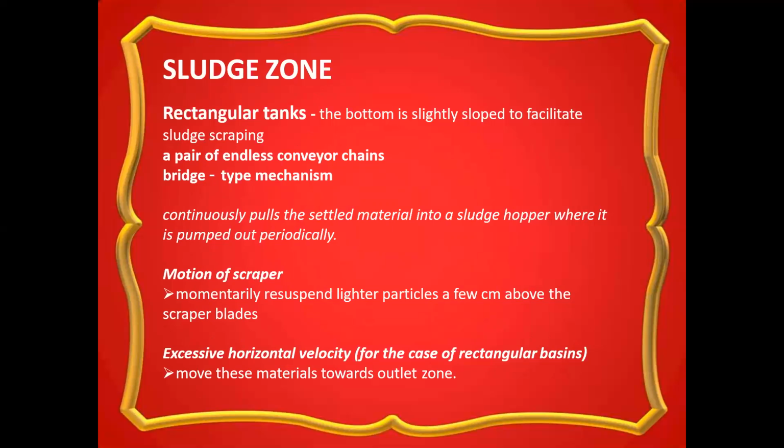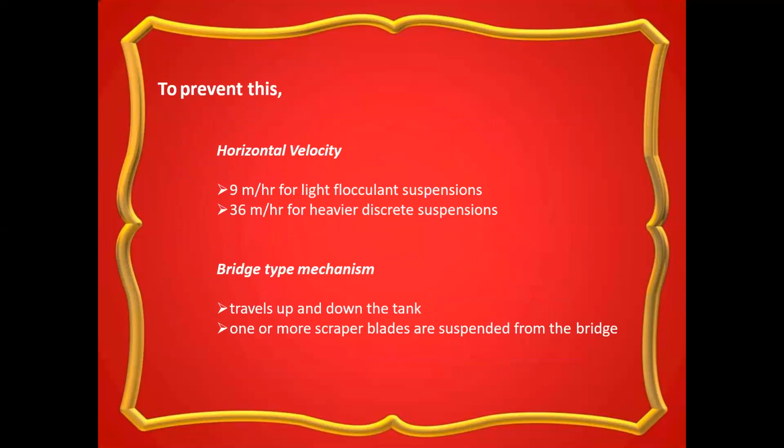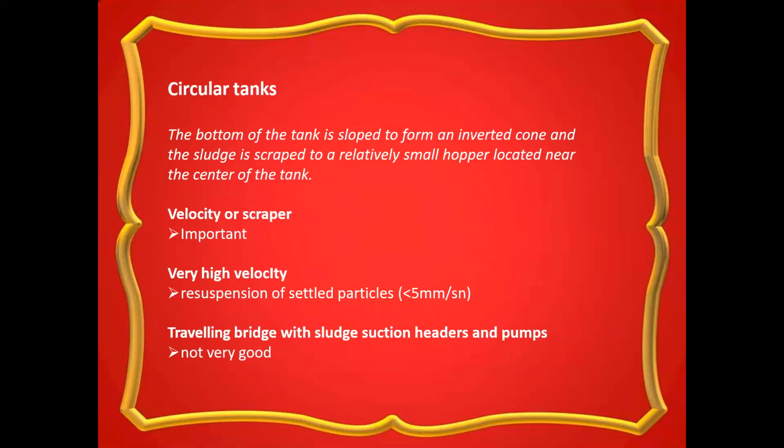is pumped out periodically. Motion of scraper may momentarily resuspend lighter particles a few centimeters above the scraper blades, and excessive horizontal velocity for the case of rectangular basins moves these materials towards the outlet zone. To prevent this, horizontal velocity is 9 meter per hour for light flocculent suspensions and 36 meter per hour for heavier discrete suspensions. Then bridge type mechanism travels up and down the tank. One or more scraper blades are suspended from the bridge.